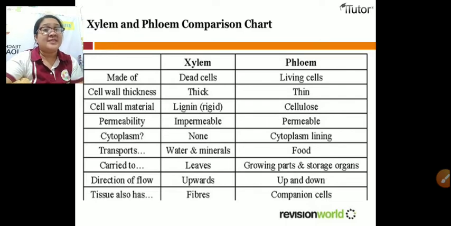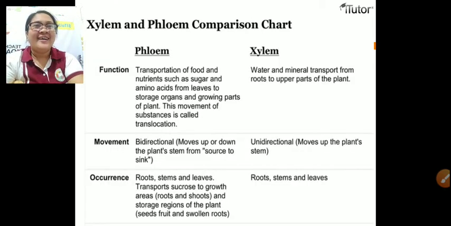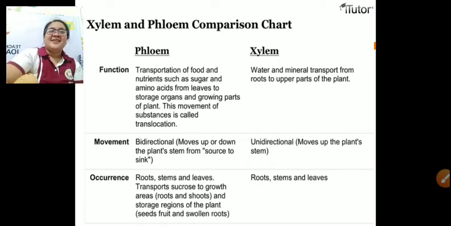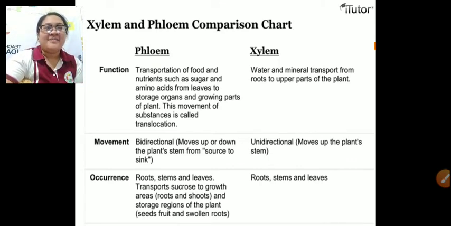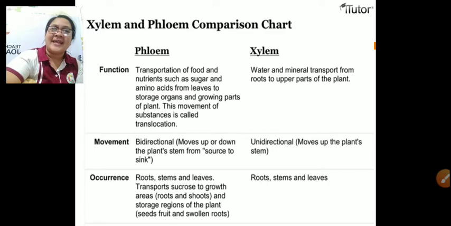Both of them have a tissue, and this tissue has fibrous cells in the xylem, while in the phloem, the tissue has companion cells. Companion cells. Okay, this one. So these are the other differences: functions, movement, and occurrence that differentiate between the phloem and the xylem.